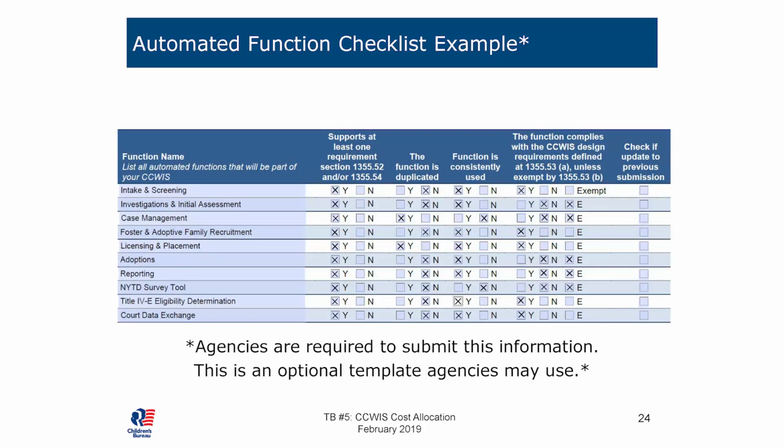We also want to remind you that if your agency has more than one project, such as a transitional CCWIS that is being used while new CCWIS is being designed and built, you will need to develop cost allocation plans for each system. This means that for each system, you will go through the exercise of developing an automated function checklist. Next slide, please.